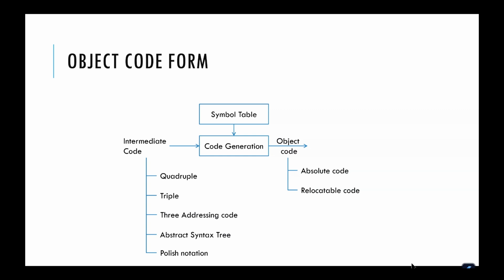If the target machine does not handle relocation automatically, then the compiler must provide explicit relocation information to the loader to link the separately compiled program segments. So here we have to provide the explicit relocation information to the loader.